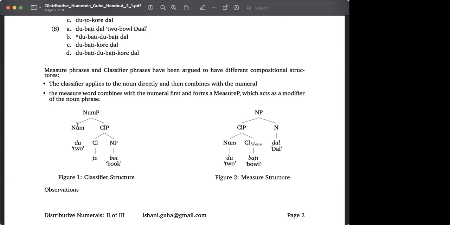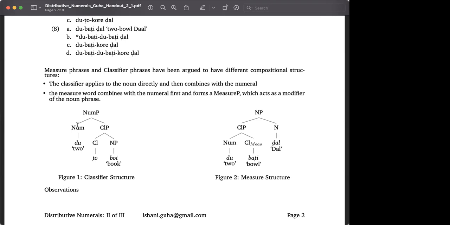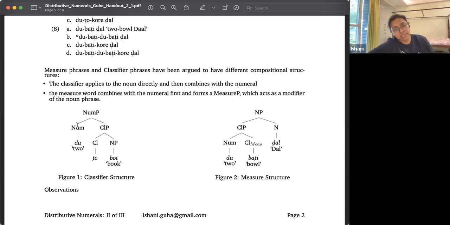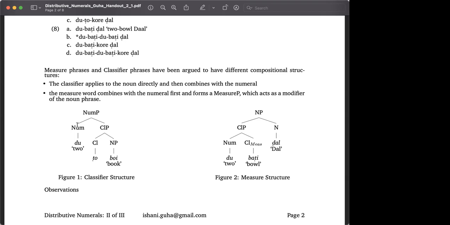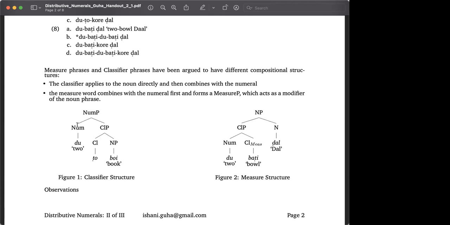Now, in the numeral phrase structure, the NumP structure, this is no longer, I mean, it'll be a complement of some higher head. So it's a D or something, or Q. Then your book is also in that complement domain. So then you should get duto boi. Yes. Right, which you don't get. So what is the structure that we get in Bangla? Duto boi.